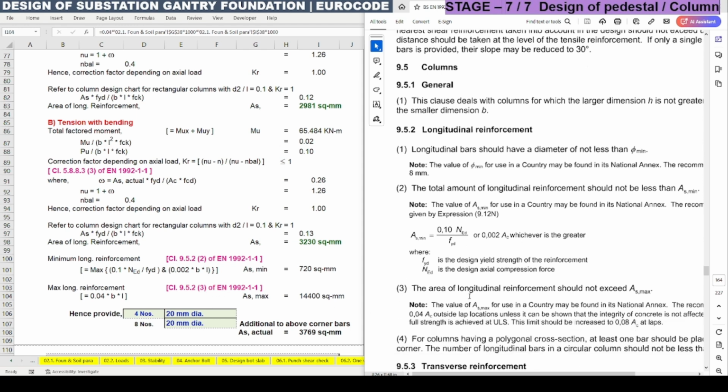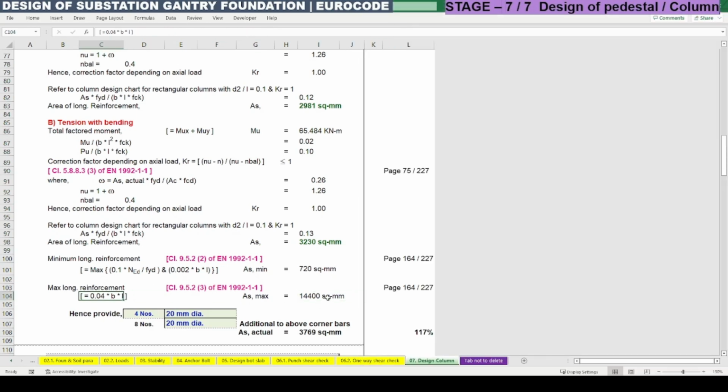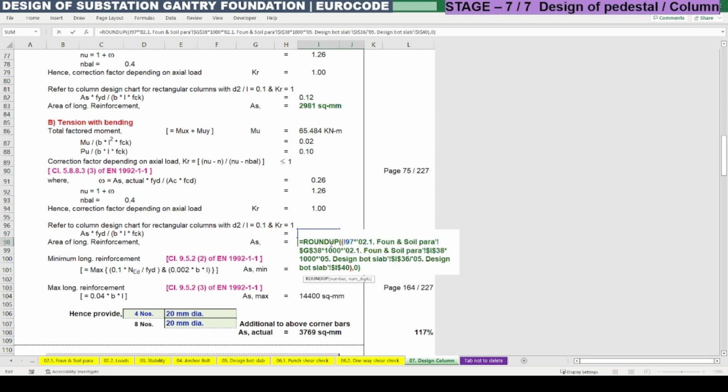So for that, note 3 we need to check. Here that equation is given as 0.04 AC to be considered, that is 4% of the cross section of the column. So which is coming 14,400, which is greater than the provided or calculated. Hence the reinforcement which is calculated is safe.